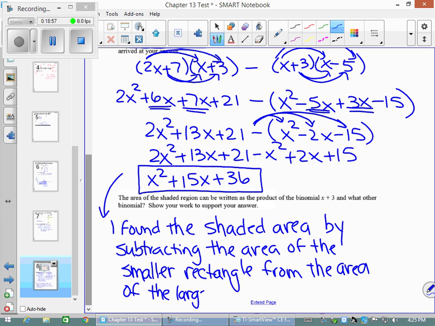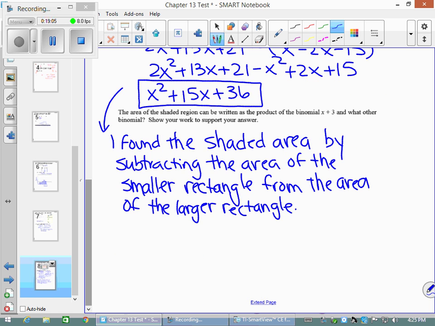Okay, now the second part said that the area of the shaded region can be written as the product of this binomial, x plus 3, and what other binomial. So I'm just going to rewrite the area that we got for our shaded region. And they told me that it's going to be equal to the product of x plus 3 times some other binomial. So what they're really asking me to do here is factor.